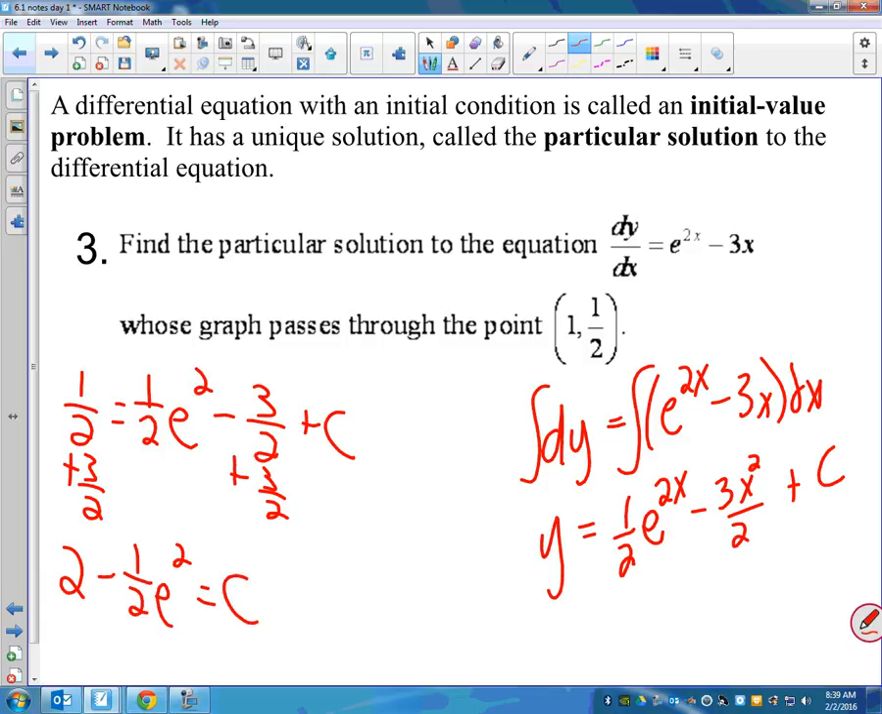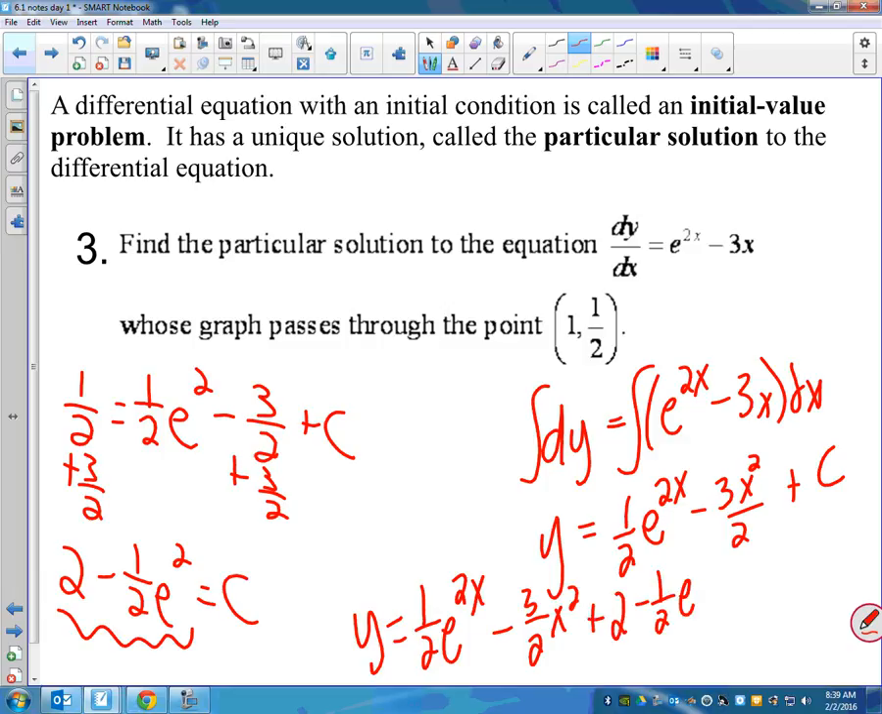Questions on where I get that? Right? e is just a number, but I can't add e. I mean, I guess I could get a constant here if I wanted. I'm just saying all that's my c. Okay? That's all a constant value. It's all just a number. So if I was going to write my answer, that's what I'm going to write. My final solution is 1/2 e to the 2x minus 3/2 x squared plus 2 minus 1/2 e squared. And again, it's up to you how much you want to combine that together.